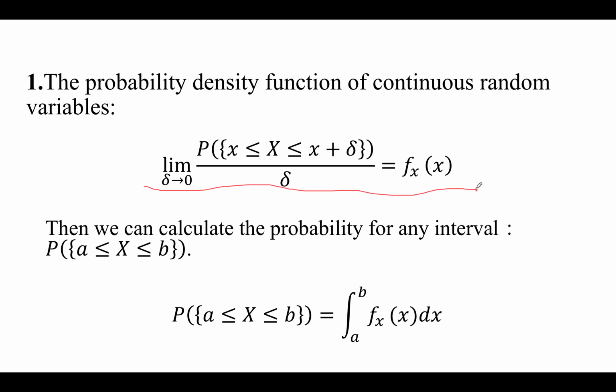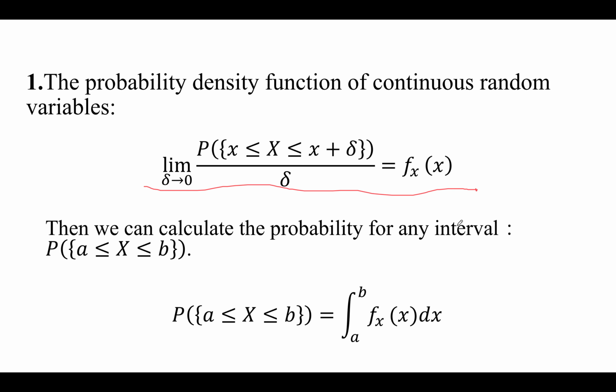And we can calculate the probability of any interval a to b using the following formula. If given a joint PDF of x and y, we can get a marginal PDF like this. If x and y are independent, then the joint PDF of x and y equals the product of the marginals of x and y for all x and y.